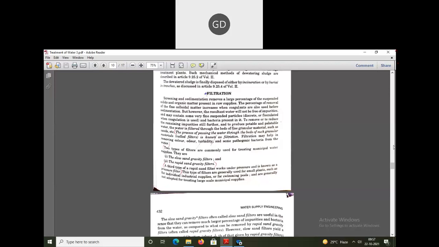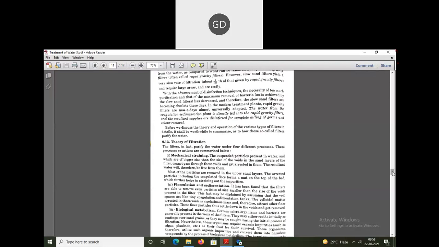Now in the filtration process, there are two types of filters. The first filter is the slow sand gravity filter, and the other one is the rapid sand gravity filter. Besides these two, there is also a third type of rapid sand gravity filter that works under pressure, and this is known as the pressure filter. These filters we will discuss now.